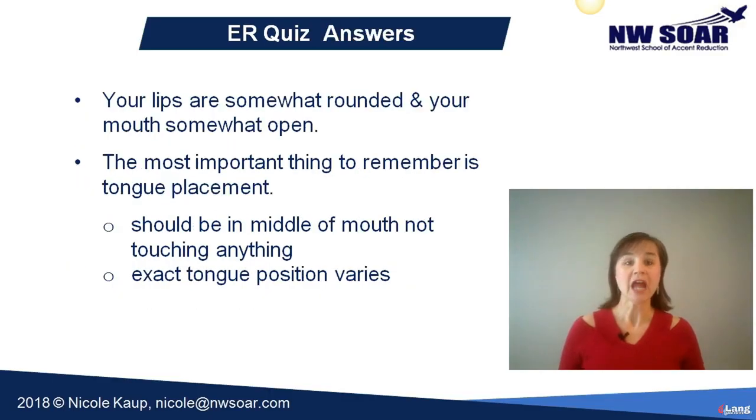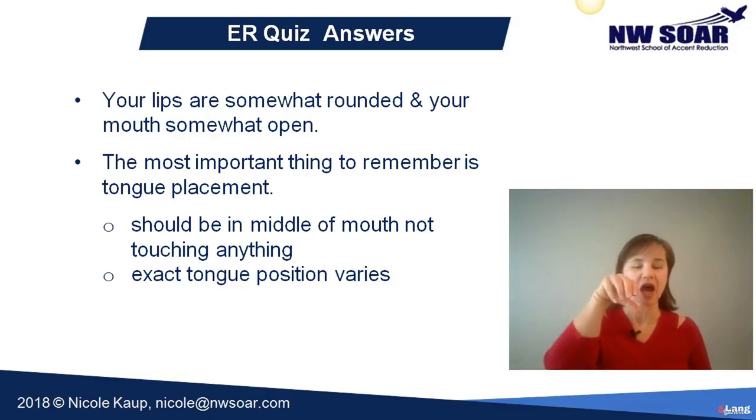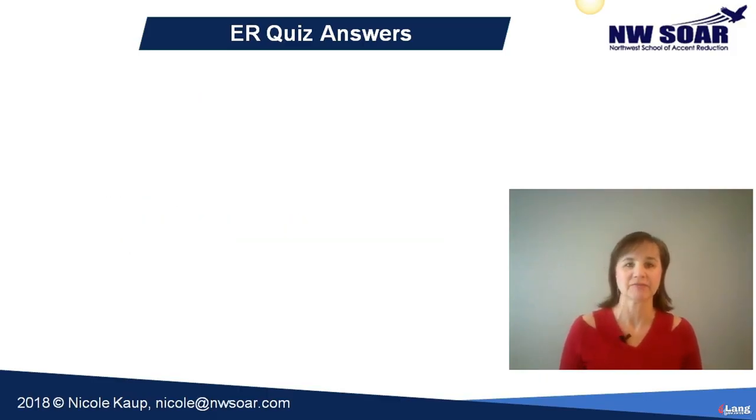Here they are. Your lips are somewhat rounded and your mouth is somewhat open, like this. The most important thing to remember about this sound is the tongue placement. Your tongue should be in the middle of your mouth, but it is not touching any part of your mouth. It's not touching your teeth or the roof of your mouth. The position can vary, however. You can have it pulled back and bunched up with the tongue down. You can also have it pulled up and back with the tongue tip up. It's really not important, just as long as your tongue is not touching anything.